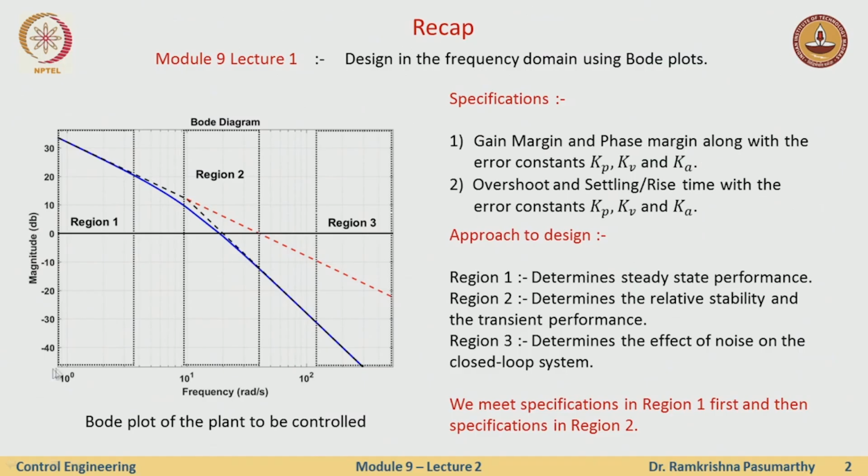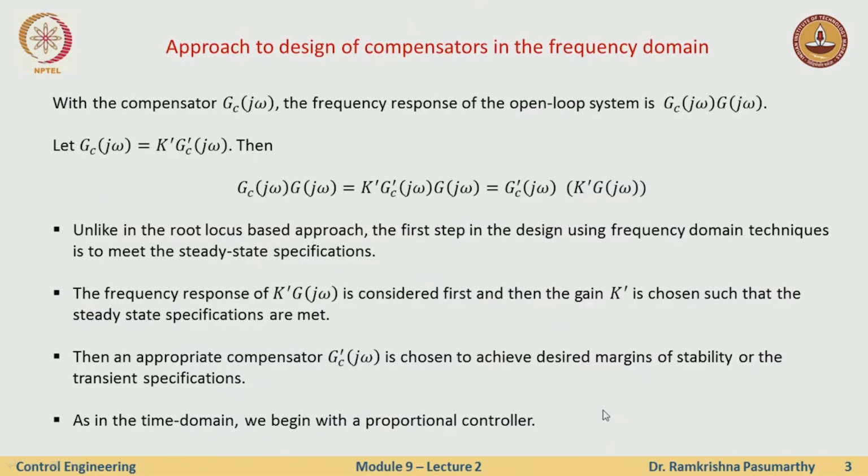So what happens in the frequency domain? We saw that the lower frequency region decides my steady state performance in terms of a certain Kp, Kv, or Ka. Region 2, where the gain margin and phase margin concepts come in, determines the relative stability and the transient performance. The higher frequency region determines how we handle noise, whether it is amplified or not, and so on. Here we would typically be interested in region 1 and region 2, and we will see how we go about looking at a design problem.